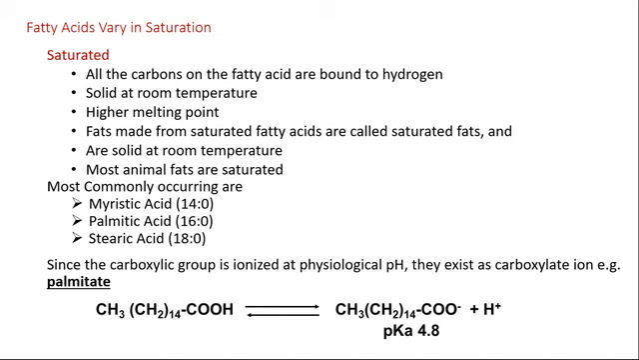These fatty acids are solid at room temperature. They generally have a higher melting point, and fats made up of high levels of saturated fatty acids are known as saturated fats. Because they have saturated fatty acids, these fats are solid at room temperature. A very good example is animal fats, which are saturated. You see butter, which is a solid at room temperature.